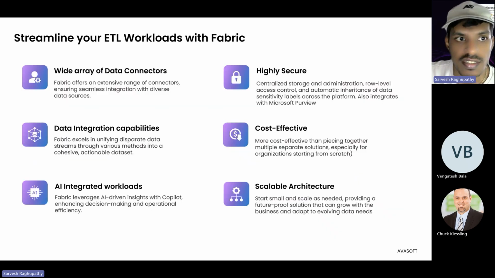Segueing from this is how this becomes immediately beneficial to your organization, or the immediate value that you can get from your organization as part of this. There are six different aspects. One is the plethora of data connectors that Fabric provides, so you could immediately connect to a wide variety of data sources and cross-platform sources as well.